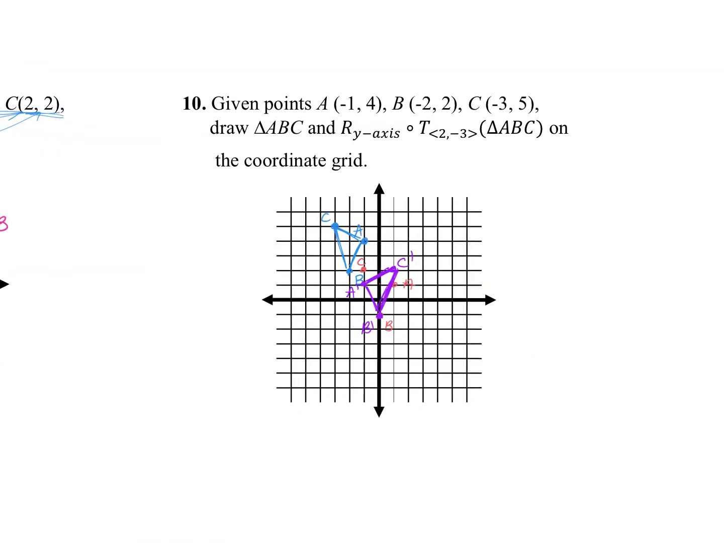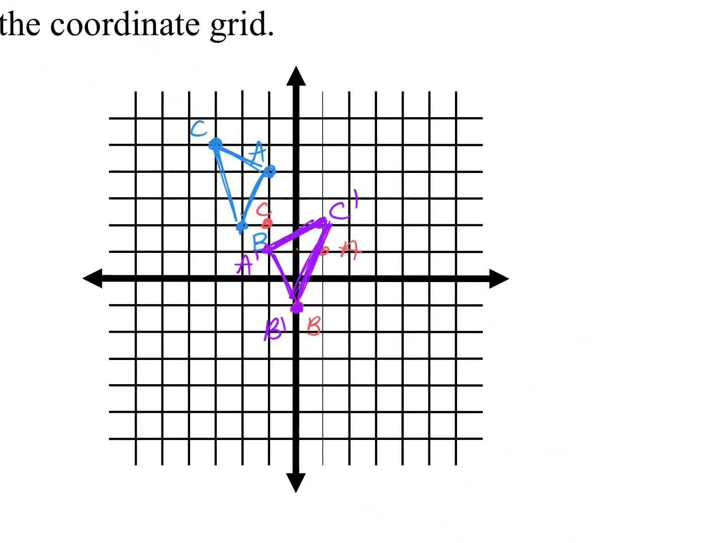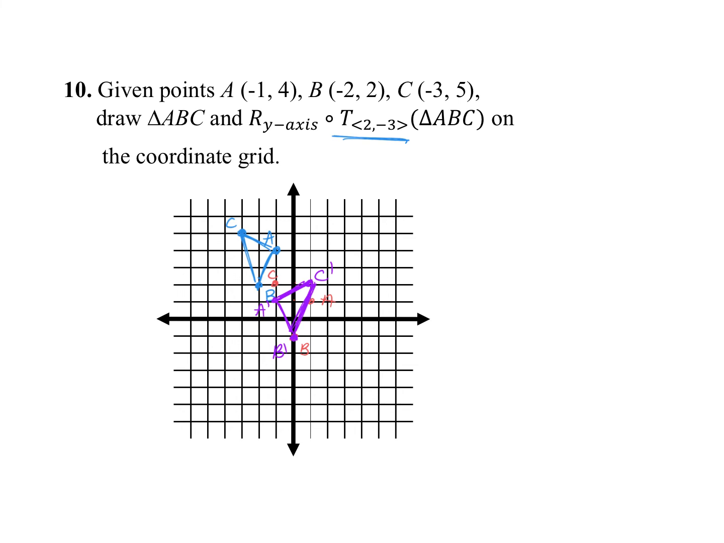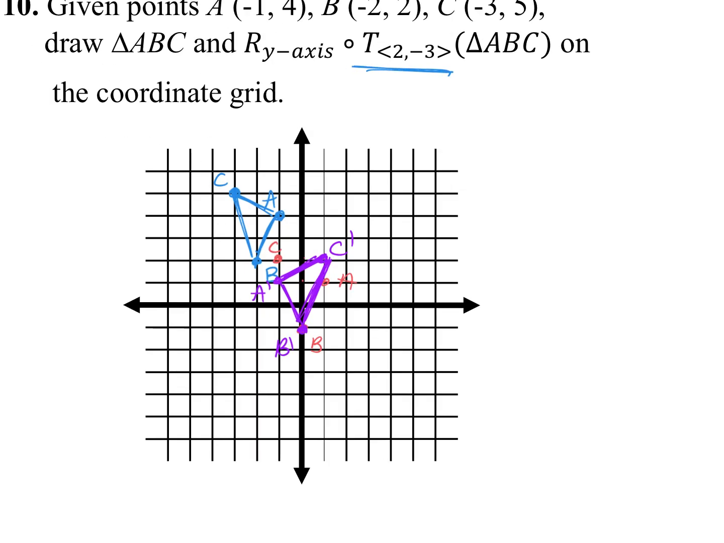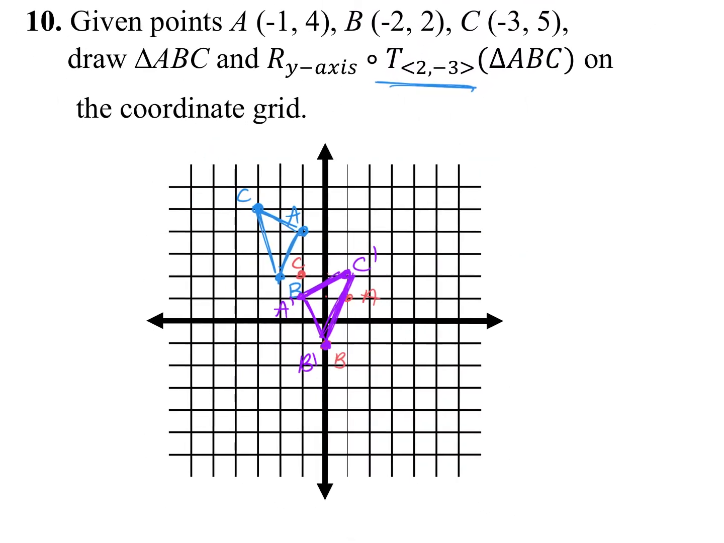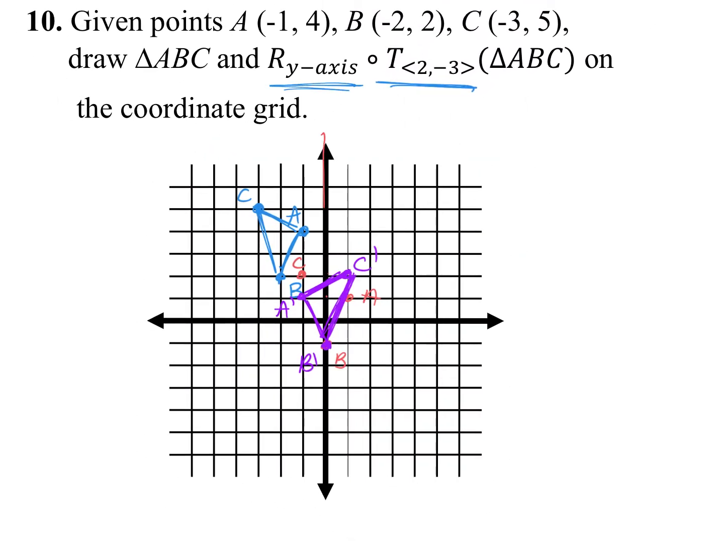And last one. Does yours look like this? Yeah. So it was slide first, 2, negative 3. So my blue was my first. My red was my second. Slide 2 to the right, 3 down, 2 to the right, 3 down, 2 to the right, 3 down. And then it says to reflect over the y-axis, which is this one. So I took my red points and I flipped. 1 to the left becomes 1 to the right. 1 to the right becomes 1 to the left. And on the line stays on the line. Okay, so that purple triangle is my image. Any questions on that?